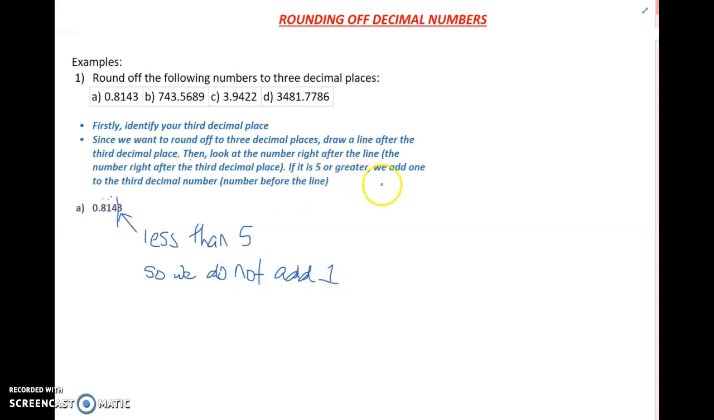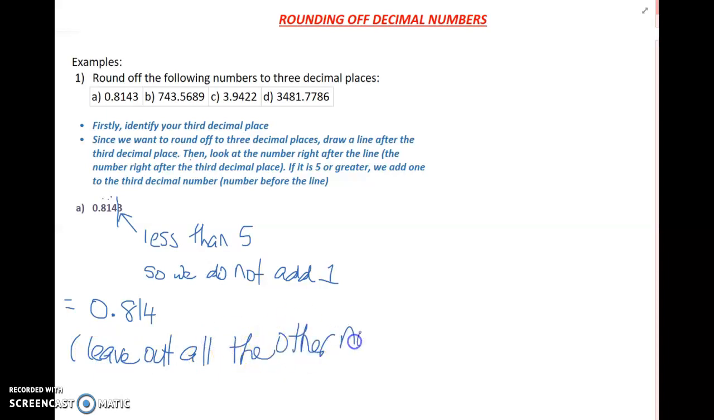So once it's 5 or greater, you add 1. Once it's not 5 or greater, you're not adding anything. So basically, my answer will just remain as 0.814. That 3 you leave out. We're going to leave out all the other numbers. Oh, sorry, my writing is bad. All the other numbers after the line. Right, pretty simple, right? So we're going to look at the others, so have no fear.